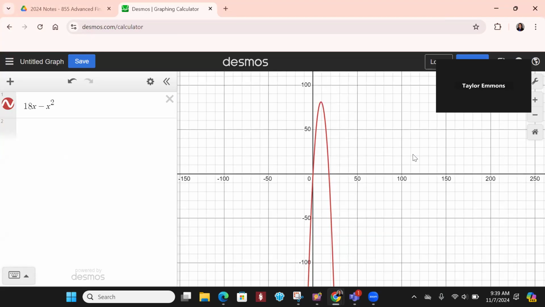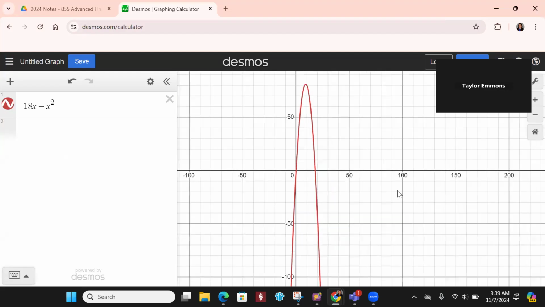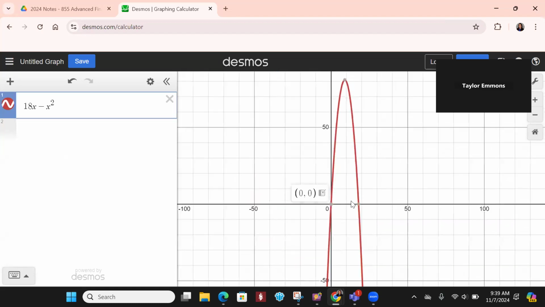Okay. What is the domain? Can you have half a movie or half a download? Not really. So it's all real numbers, but look at this graph really quick. Do you see how it goes from here to here? Can you have negative revenue? No, because otherwise you're bad business, right? So our domain is going to be from 0 to 18.